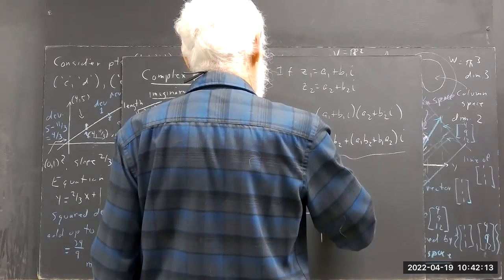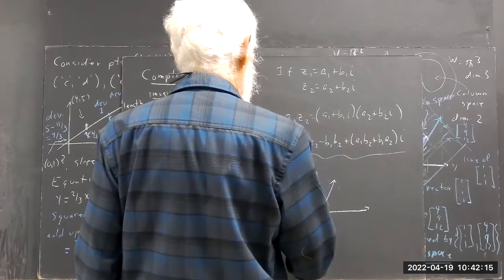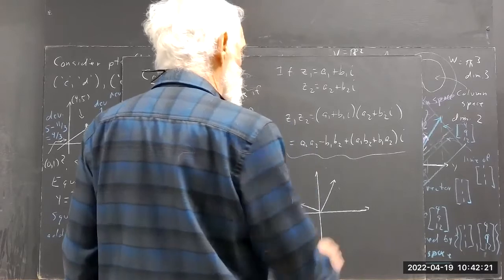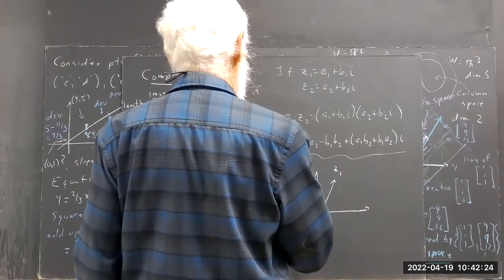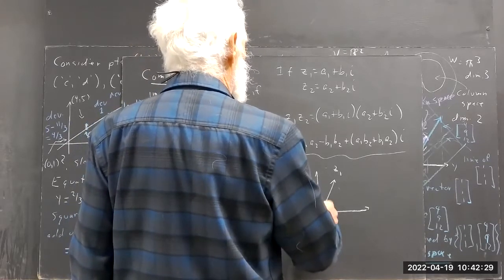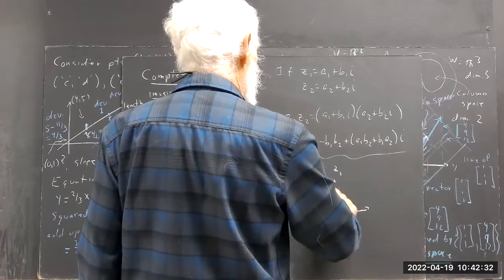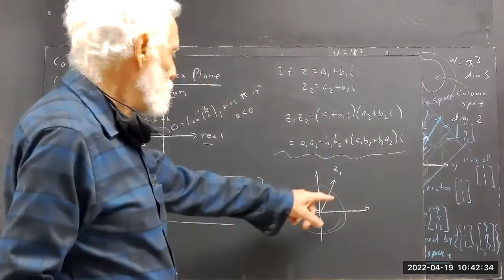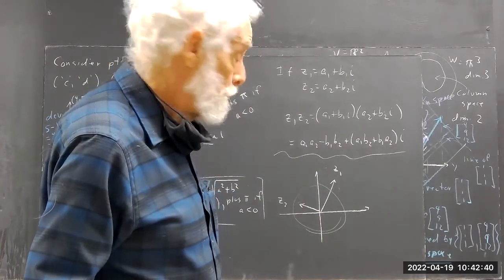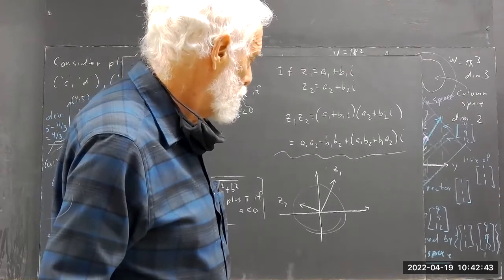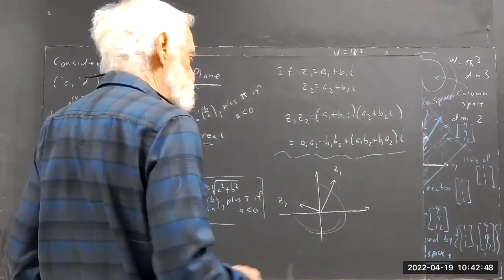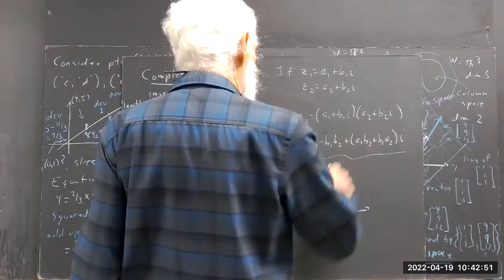If you've got, let's say, Z1 here and Z2 here. And let's just say this is a unit circle. So Z1 is a little bigger than one, Z2 is a little less than one. That probably wasn't a good choice, but I'm going to stick with it. If I multiply these two, the result is Z1 times Z2.